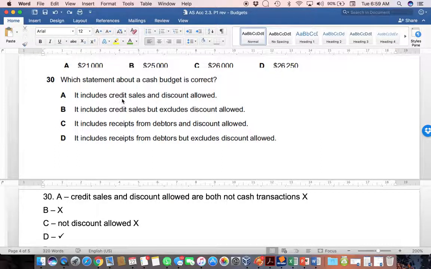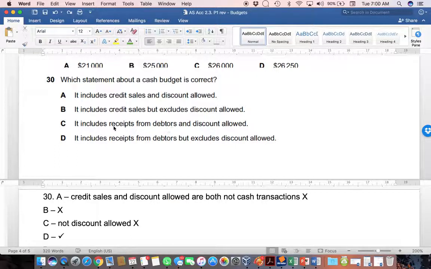A says it includes credit sales. No. Remember that credit sales, you would debit the accounts receivable and credit sales. So there's no cash involved. And discount allowed. Again, no cash involved because you would debit discount allowed and credit accounts receivable. So both of these are wrong. So A is definitely the wrong answer. B has got it half right. B says that you exclude discount allowed, which is correct. However, it is still including credit sales, and that part of it is still wrong. So we don't want to use B.